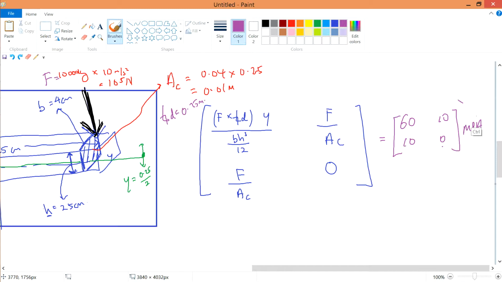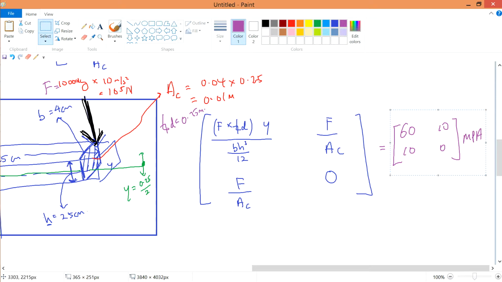Which is a very large number in this case, because our force is pretty big already, and then it is still divided by a certain cross-sectional area that is very small. So therefore the stress is, as you know, pretty large.